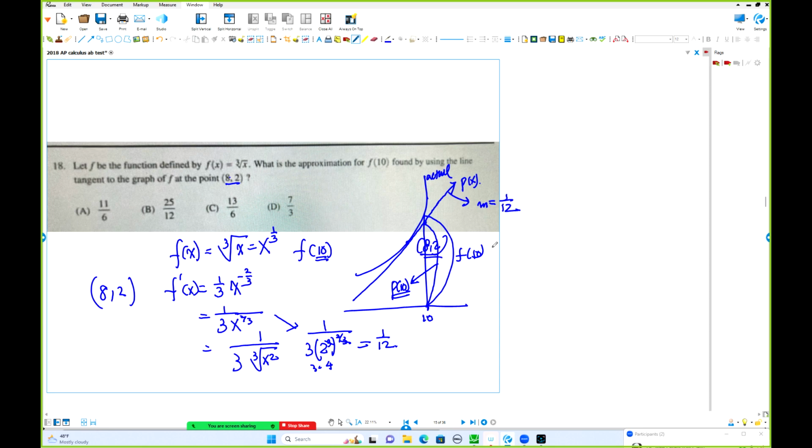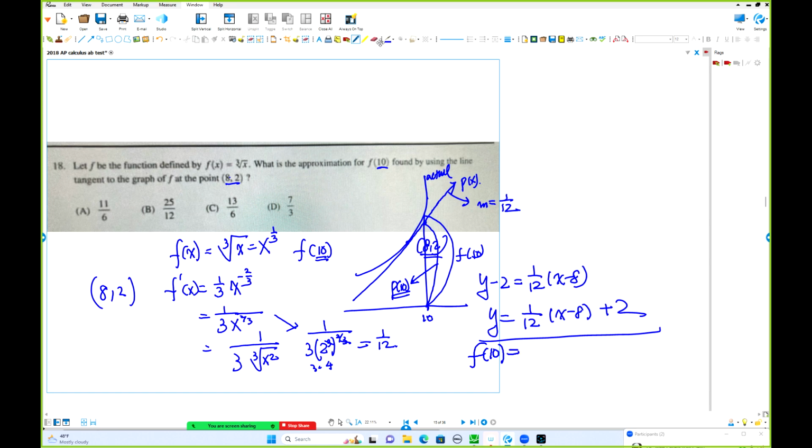I have the slope, 1/12, and I have one point. What is the equation of this tangent line? y minus y1, which is 2, equals the slope 1/12 times (x minus 8). So the y value is 1/12 times (x minus 8) plus 2. That's the equation. You don't have to simplify. Just put x equals 10 in there. So f of 10 is approximately P of 10.